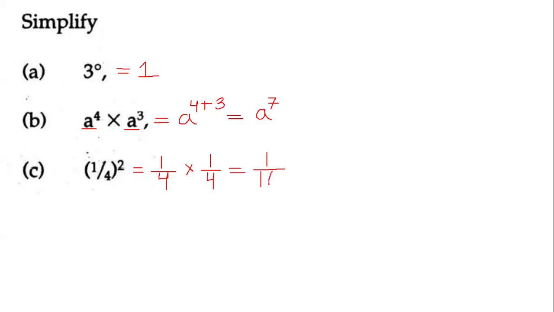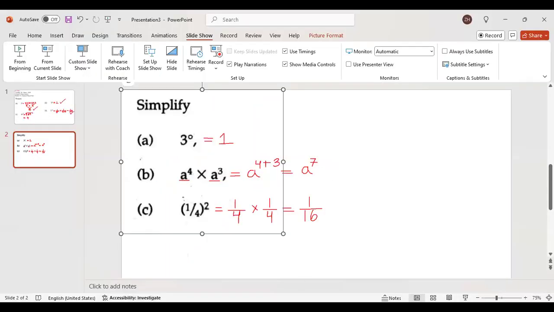Why? Because 4 times 4 is 16. So 1 times 1 is 1, and 4 times 4 is 16. So the answer is 1/16. Does this make sense to y'all? Let me know if that makes sense. Yes, sir. Good. Danielle Johnson, are you paying attention?